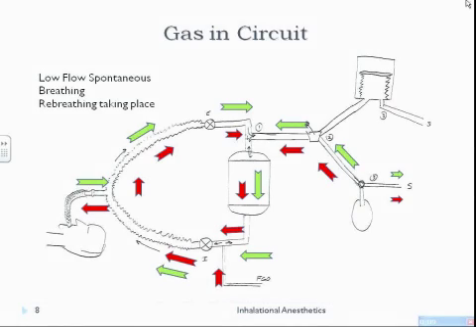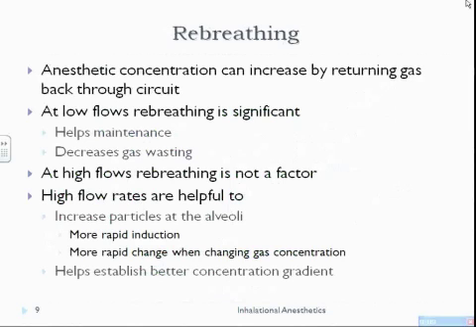So now this person rebreathes. Now, with rebreathing, the anesthetic concentration can increase by returning gas back to the circuit. Low flow rebreathing is significant, which helps maintenance and decreases your gas wastage. And at high flows, rebreathing is really not a factor, because at high flows the person is not going to rebreathe any of the gas.